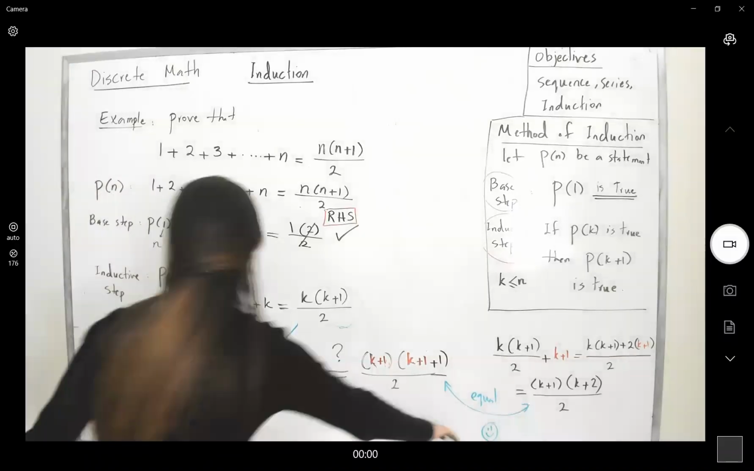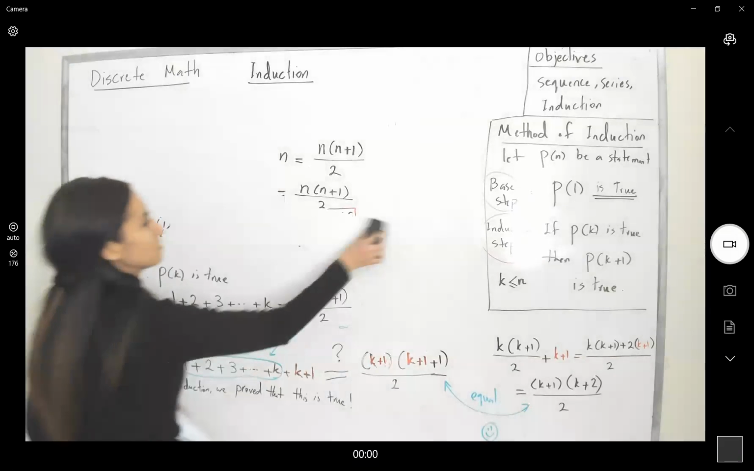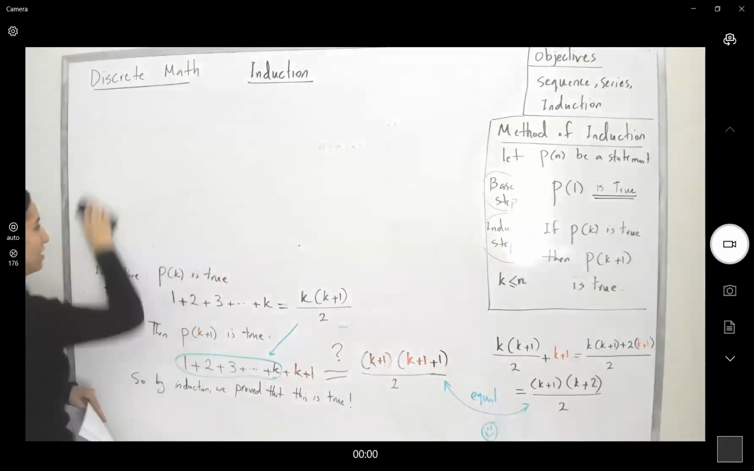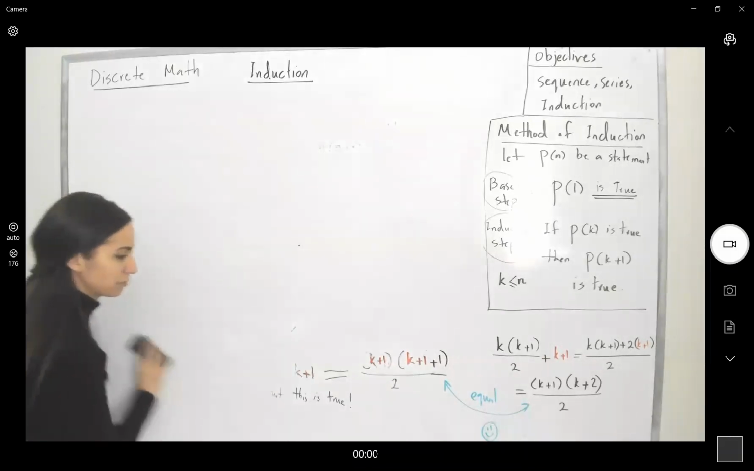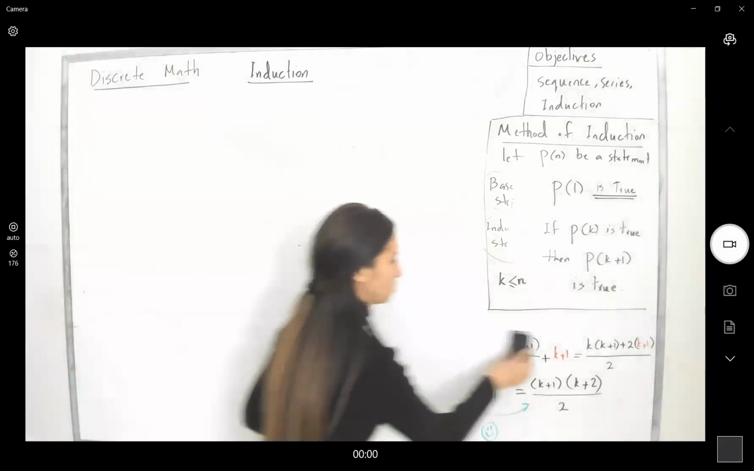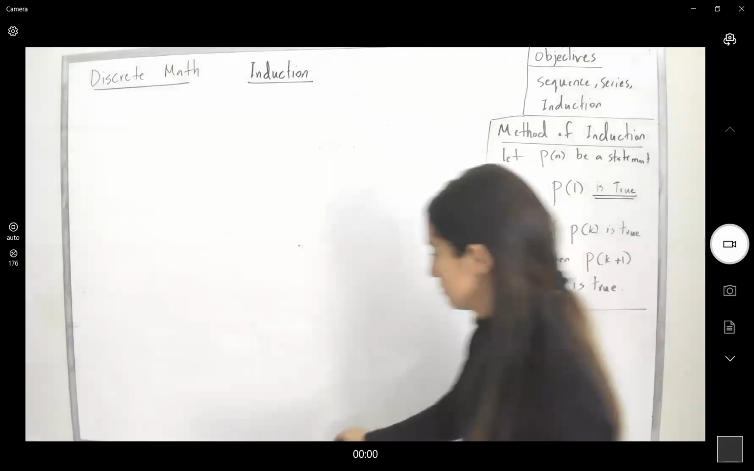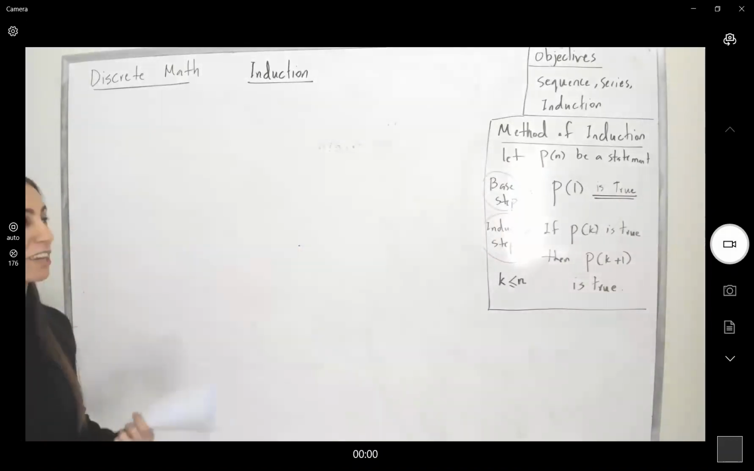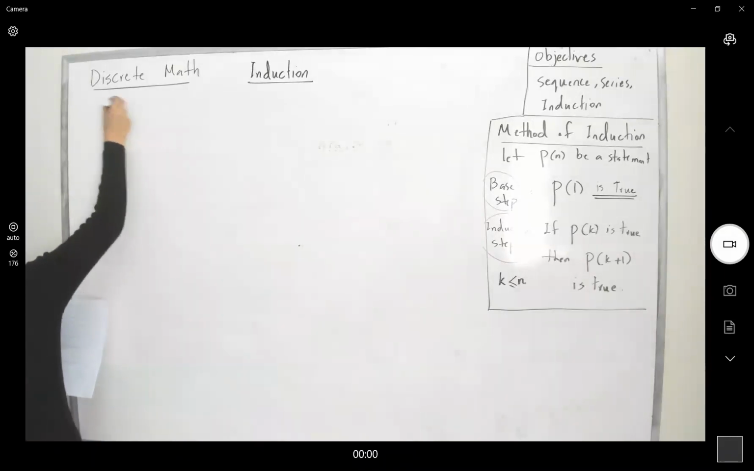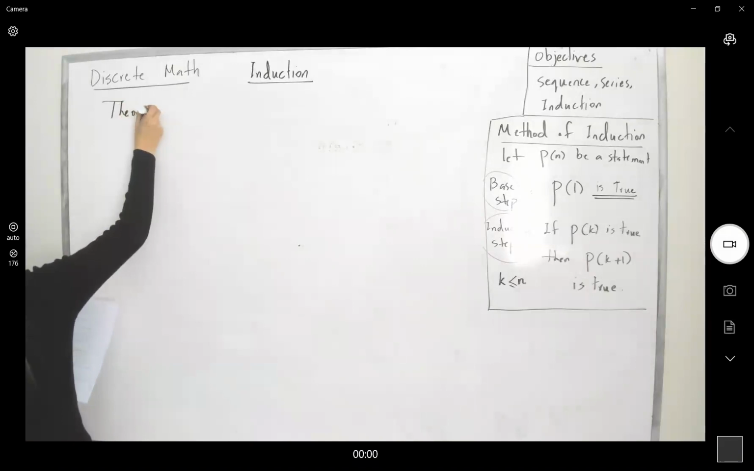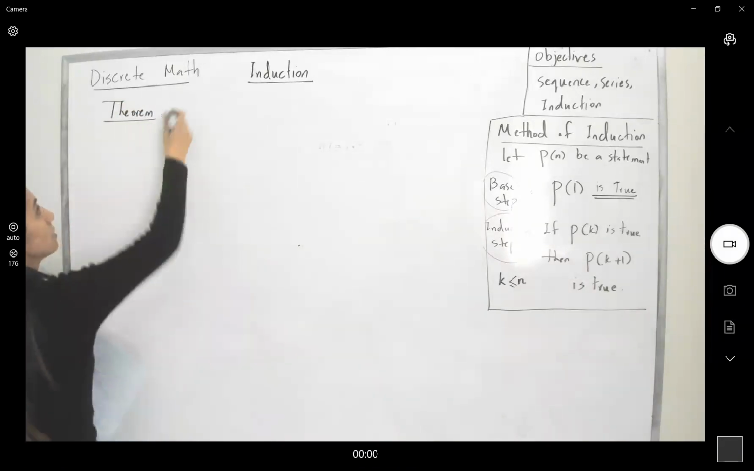Very well. Our next theorem is the sum of a geometric series. I'm going to show that this formula is proven using the induction method. Theorem: sum of a geometric sequence.